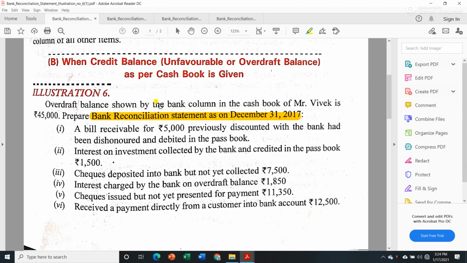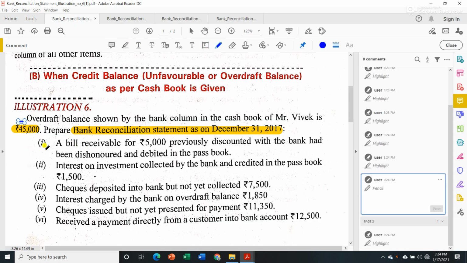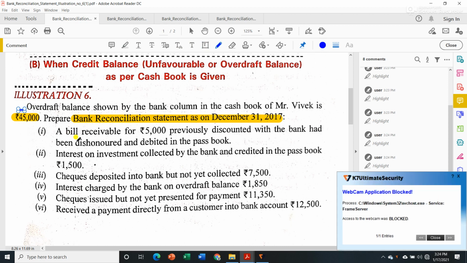Now we know that it is showing an overdraft balance of Mr. Vivek as 45,000. Since this is an overdraft balance, we will write this 45,000 in the minus column. Here I have kept a minus sign so that we will know that it is written in the minus column. Now let us see the first transaction.